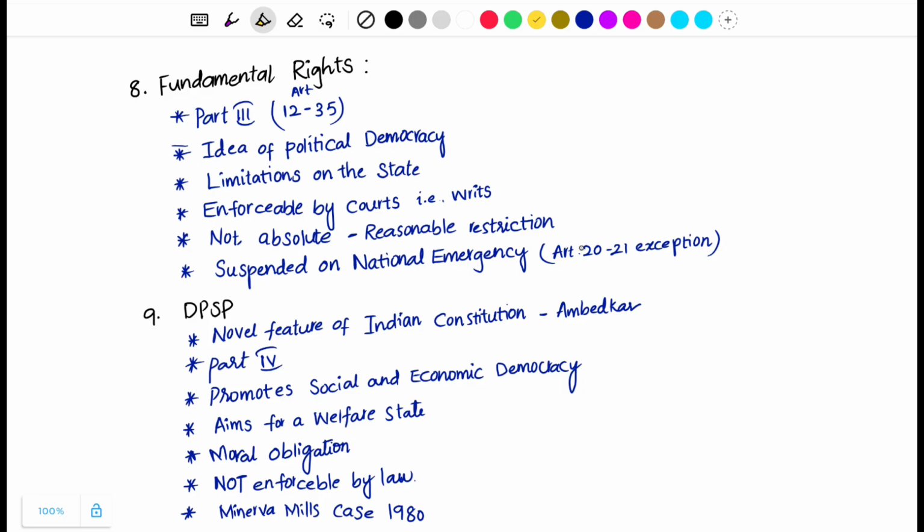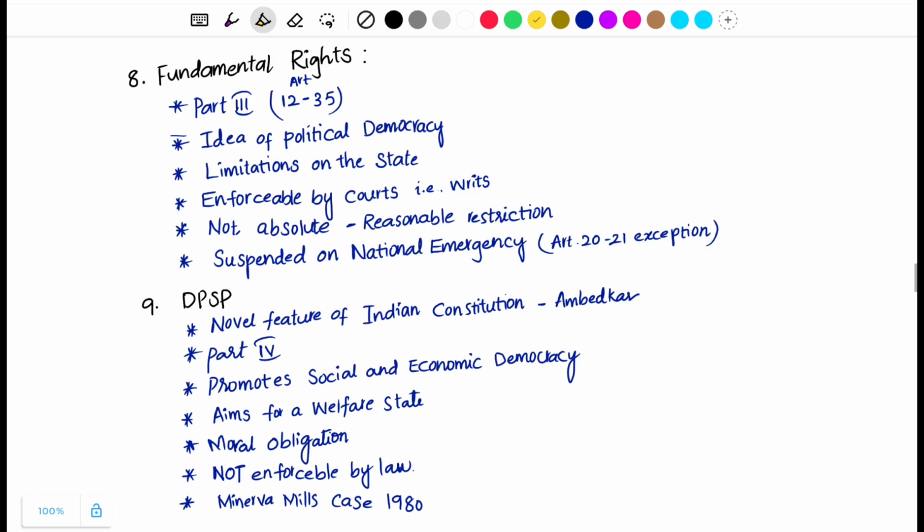The fundamental rights are suspended during the national emergency, except Article 20 and 21. Article 21 is the right to life and Article 20 is protection against retrospective effect of the law. That is, Article 20 states that if a person has committed an act previously when it was not an offense, he cannot be charged for it. The acts committed before by the person cannot be framed as charges if the law later names it as an offense. Article 20 protects the citizen.